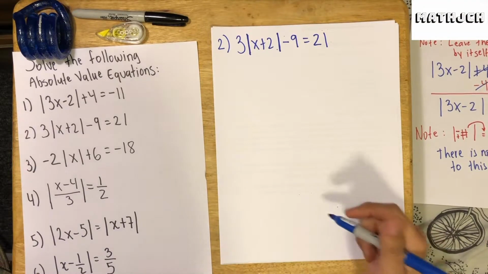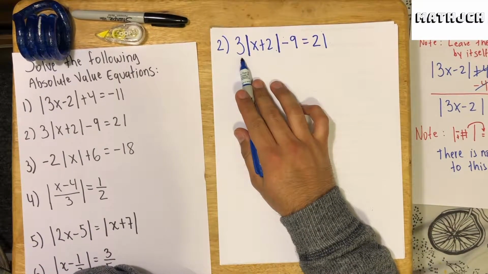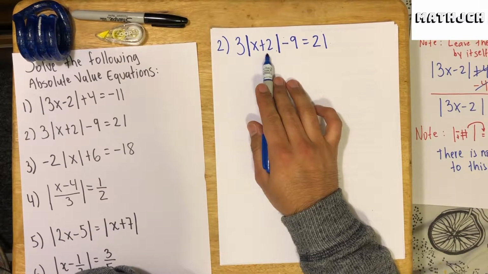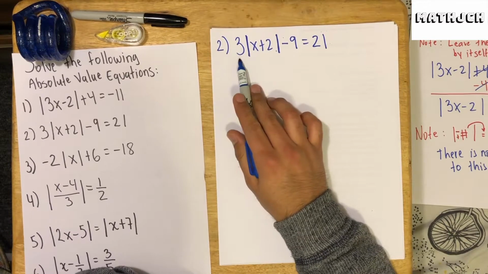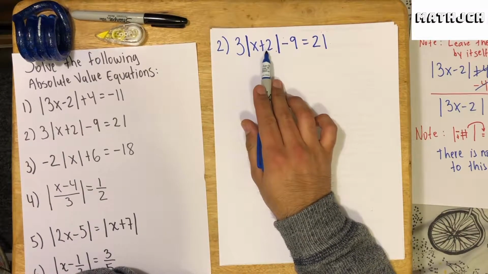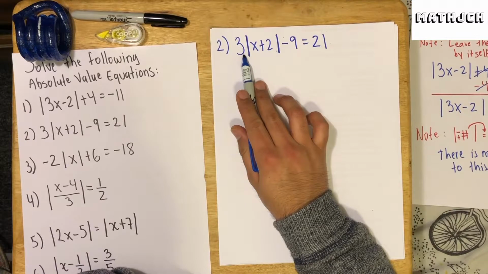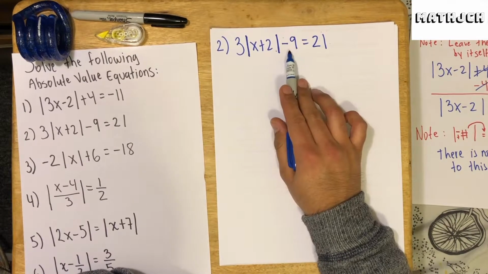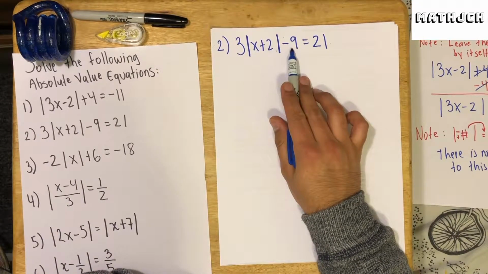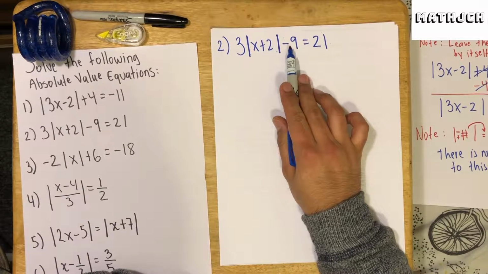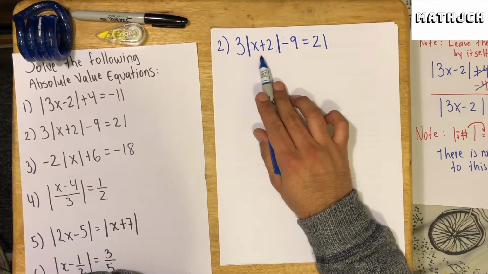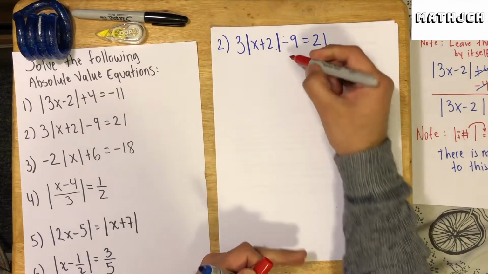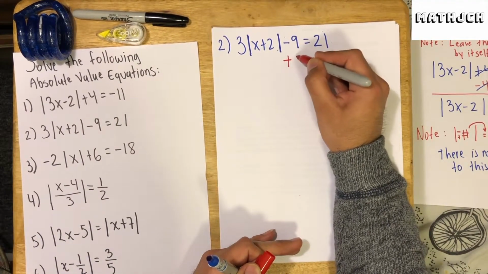For our second problem, we have a 3 that is multiplying an absolute value, minus 9 equals 21. Notice that this 3 is actually outside of the absolute value that is multiplying, so it's outside. This negative 9 is also outside of the absolute value. That means that we could move this negative 9 to the other side in order to start leaving the absolute value by itself. So let's move the negative 9 to the other side.